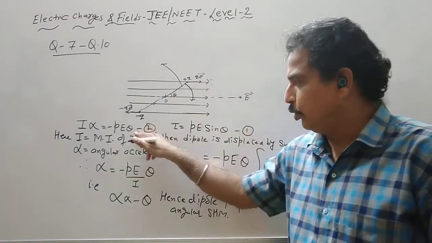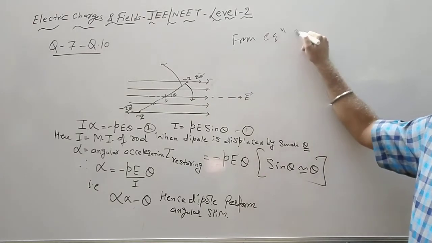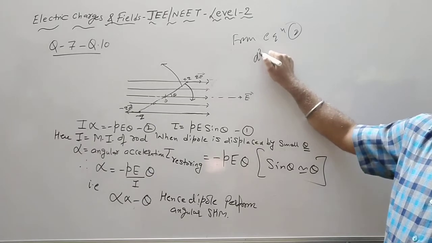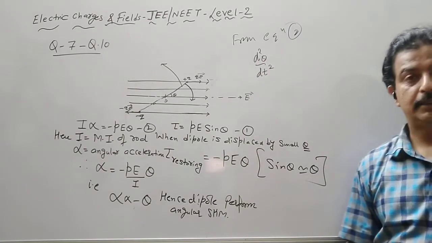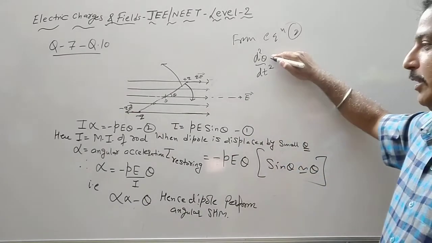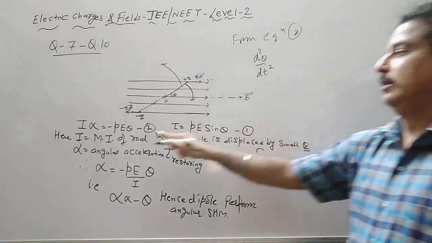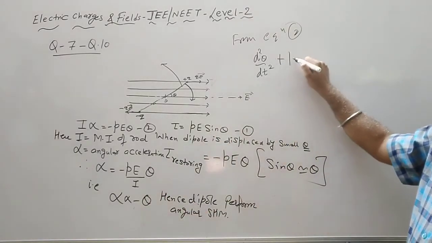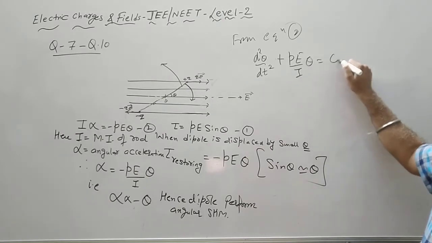Now again we come to equation 2. From equation 2 I can write alpha as the double derivative of angular displacement, that is, acceleration is the double derivative of displacement. So here it is an angular displacement. So alpha is written like this, equal to minus PE theta upon I, which is taken on this side. So it becomes d2theta/dt2 plus PE upon I theta is equal to 0.